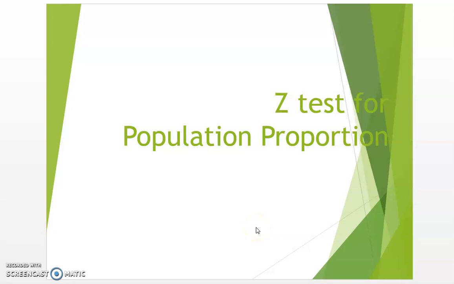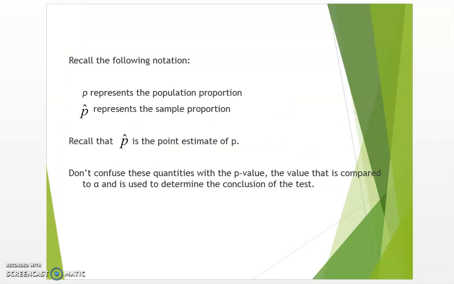Okay, everybody, we're going to talk about in this section the z-test for population proportion. This is section 8.2 in the textbook. And before we talk about the z-test for population proportion, let's review a few concepts that we did before.